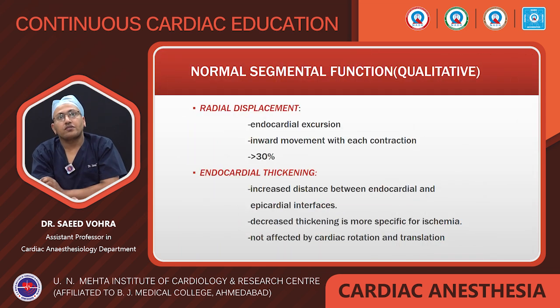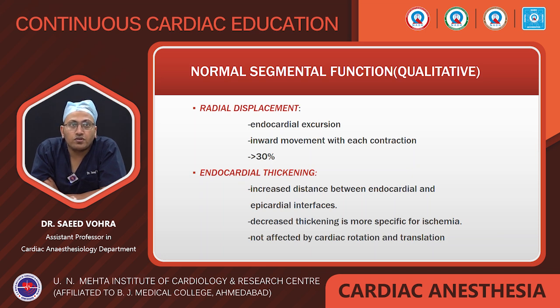Now, the qualitative analysis of the normal segmental function is done by two major parameters: radial displacement and the endocardial thickening. Radial displacement, also called endocardial excursion, is the inward movement of any point on the endocardium with contractions towards the center of the LV. Normal radial displacement is more than 30%.